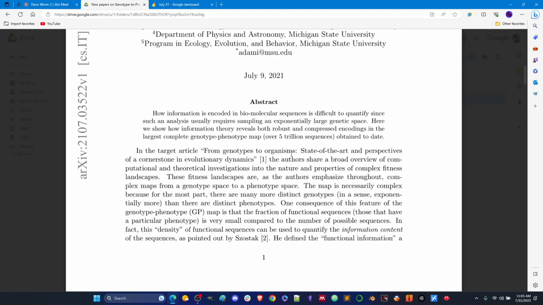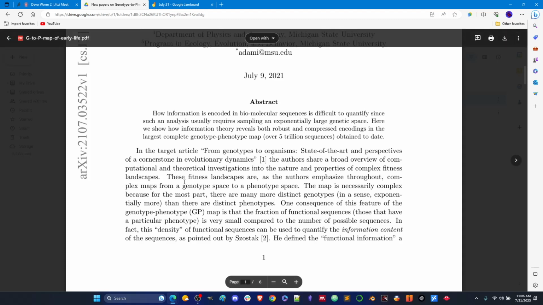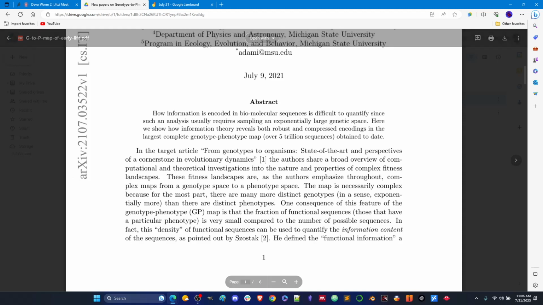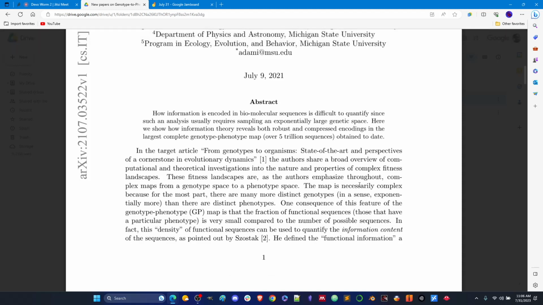So in the target article, the authors share a broad overview of computational and theoretical investigations into the nature and properties of complex fitness landscapes. These fitness landscapes are, as the authors emphasize throughout, complex maps from a genotype space to a phenotype space. This map is necessarily complex because, for the most part, there are many more distinct genotypes, in a sense exponentially more, than there are distinct phenotypes.